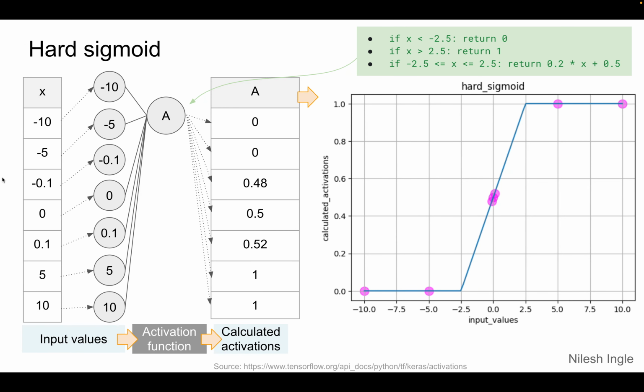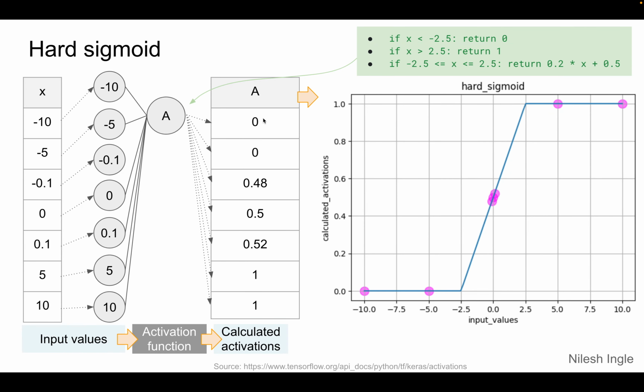Again, the setup is the same. On the left hand side we have the values of x. We can think of these as the input values for a neuron, which go from minus 10 to plus 10, and the neuron A this time is using the activation function hard sigmoid, which is shown up on the top right hand corner in the green box. The calculated values of A are shown in this column, and on the right hand side, as we know, this is the blue line, which is the activation function hard sigmoid, and the magenta colored dots are the values that are calculated on the left hand side in the column A.